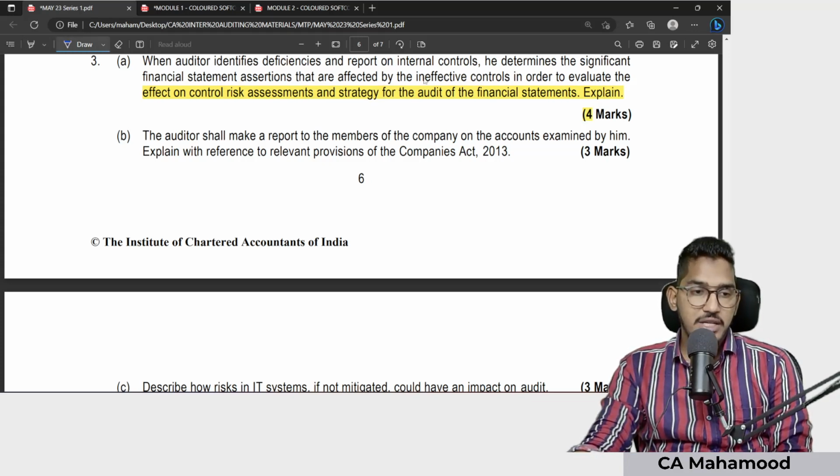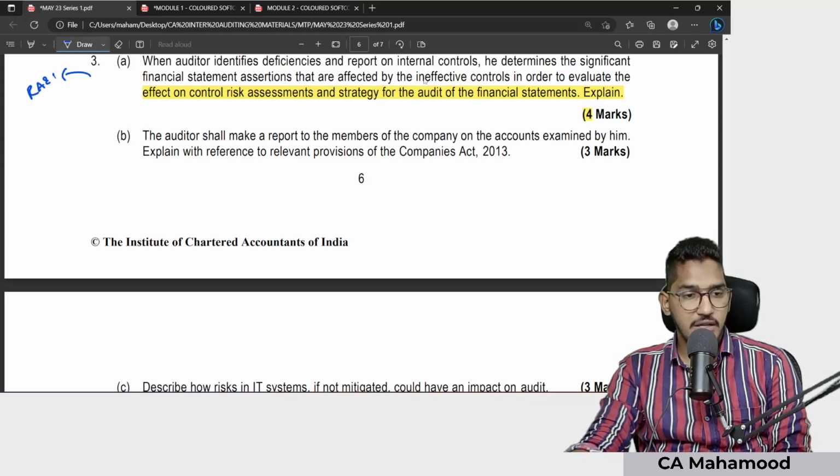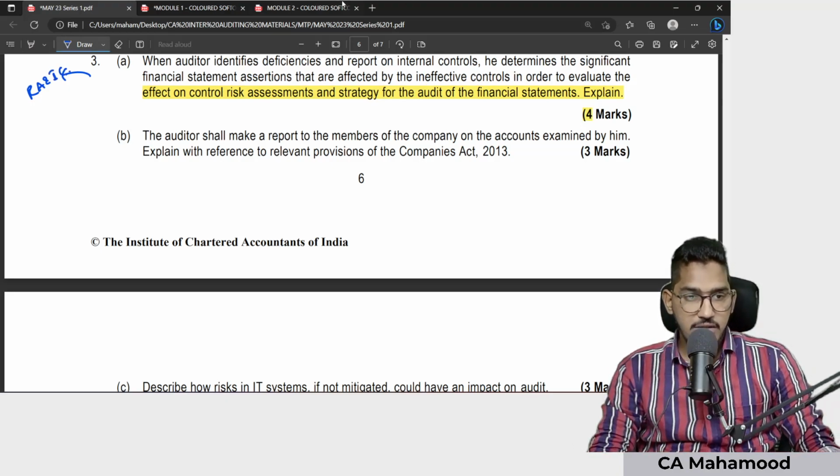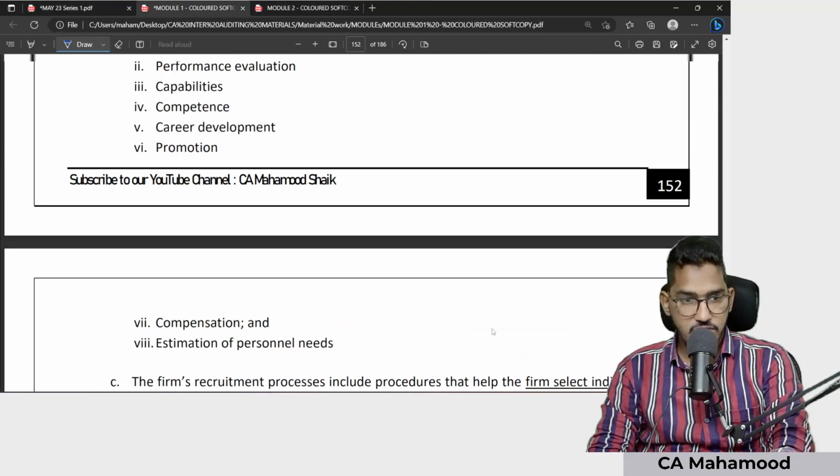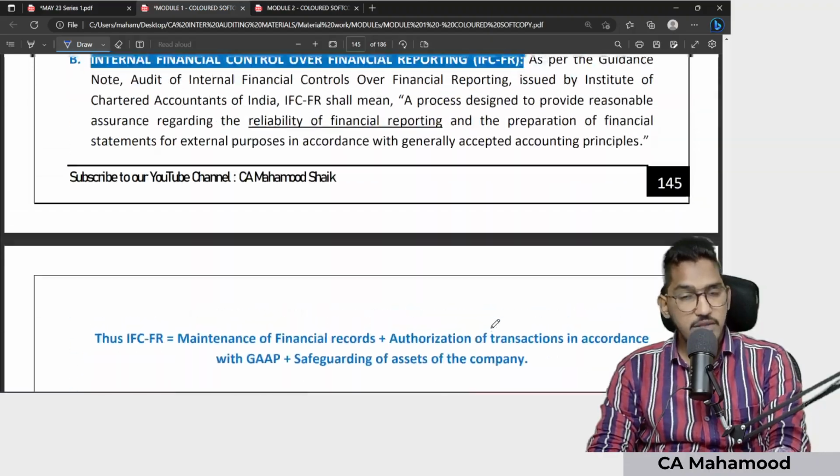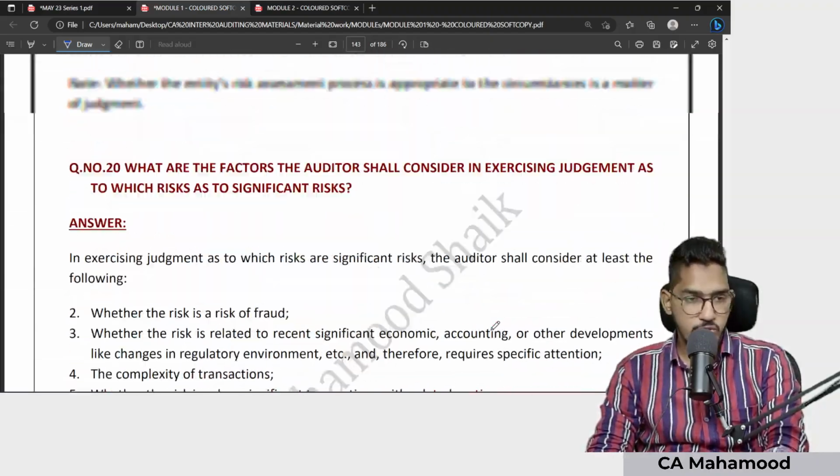See, this is a straightaway question from risk assessment and internal control. If I take you through that risk assessment and internal control regarding which particular question they are referring, this even I have explained in the marathon videos also. Refer to it once.